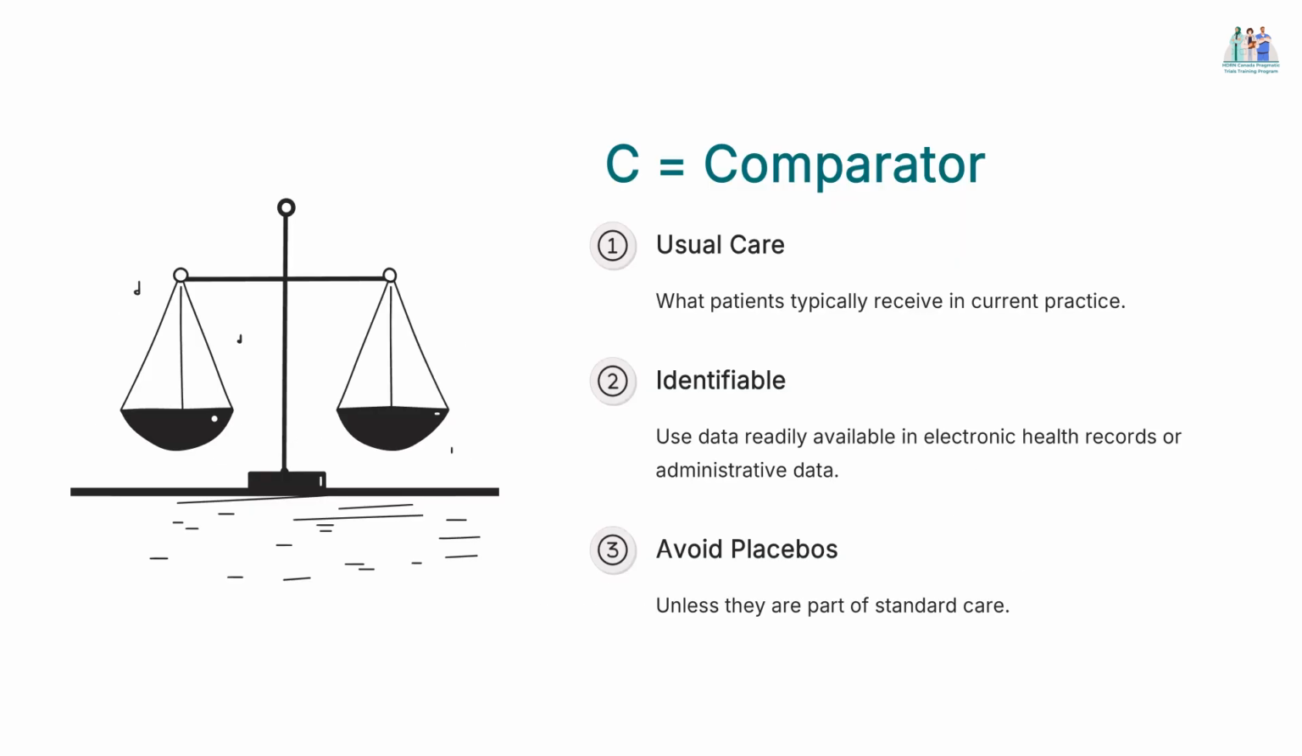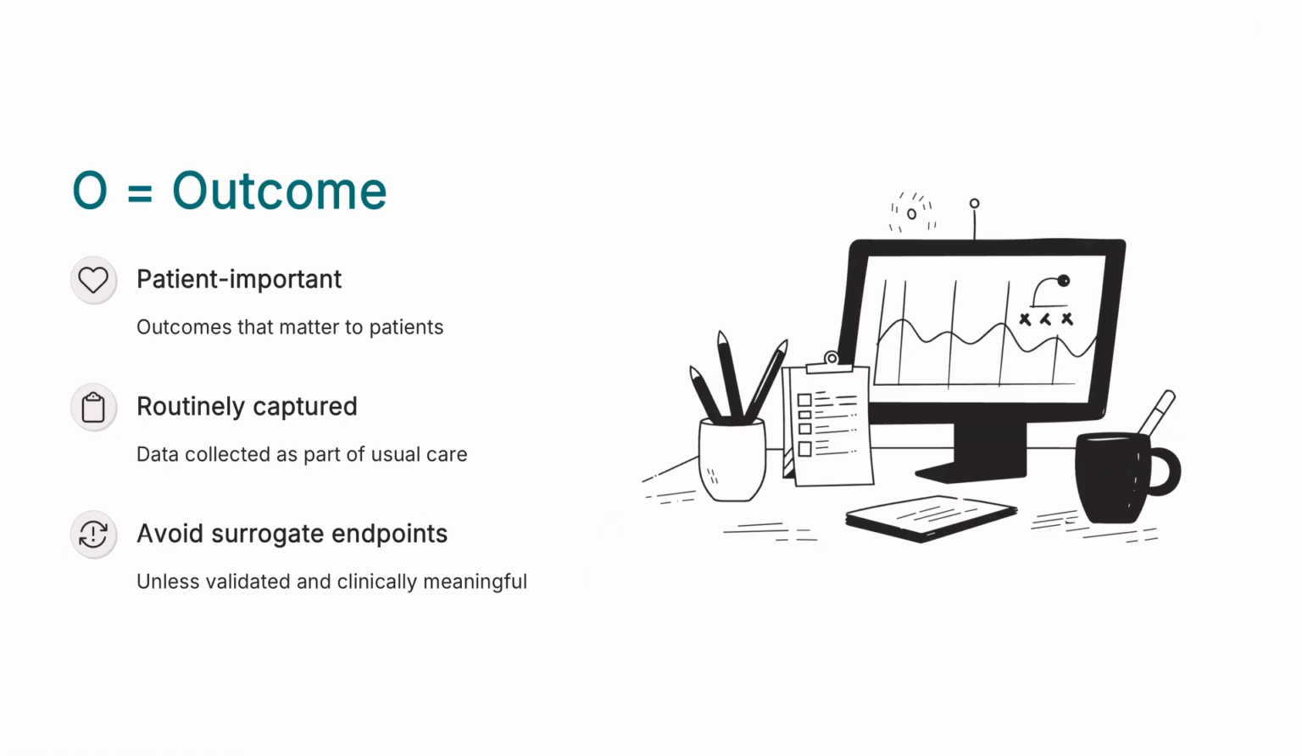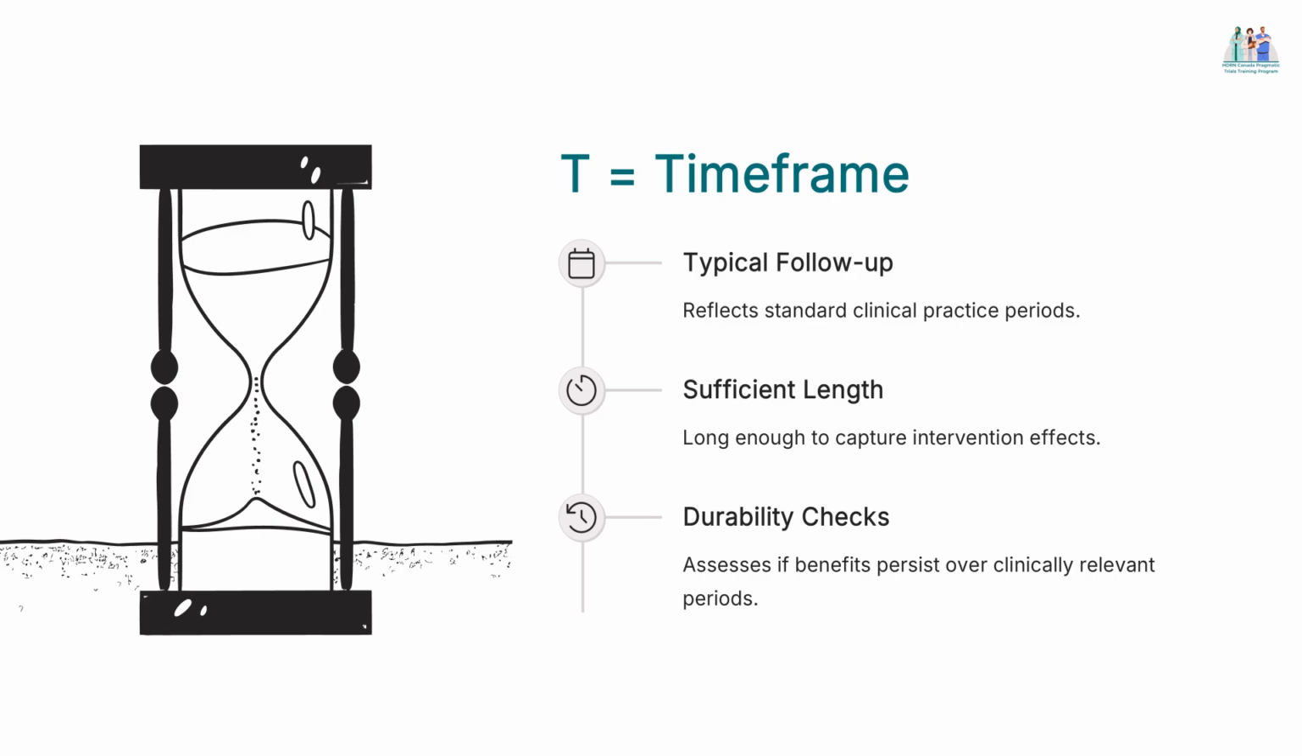Next, choose a comparator that represents usual care or an active alternative. Placebos are generally unsuitable for pragmatic trials, unless they are part of routine care, as our goal is to assess effectiveness in everyday care. Select outcomes that matter to patients and are routinely collected in clinical practice. Avoid relying on surrogate endpoints unless they are well validated and directly linked to meaningful clinical outcomes. Your study's time frame should align with standard follow-up periods in routine care. Ensure it's long enough to capture the intervention's effects and assess the durability of outcomes.